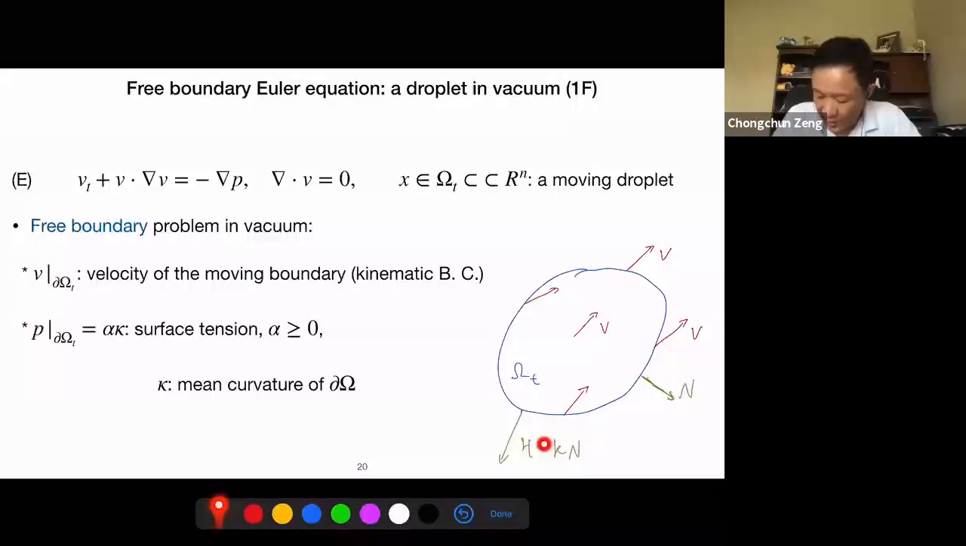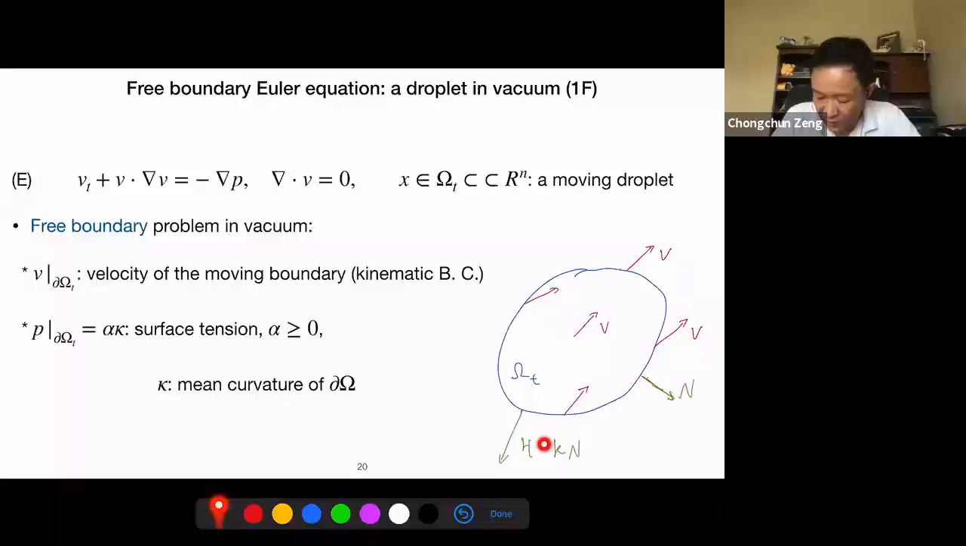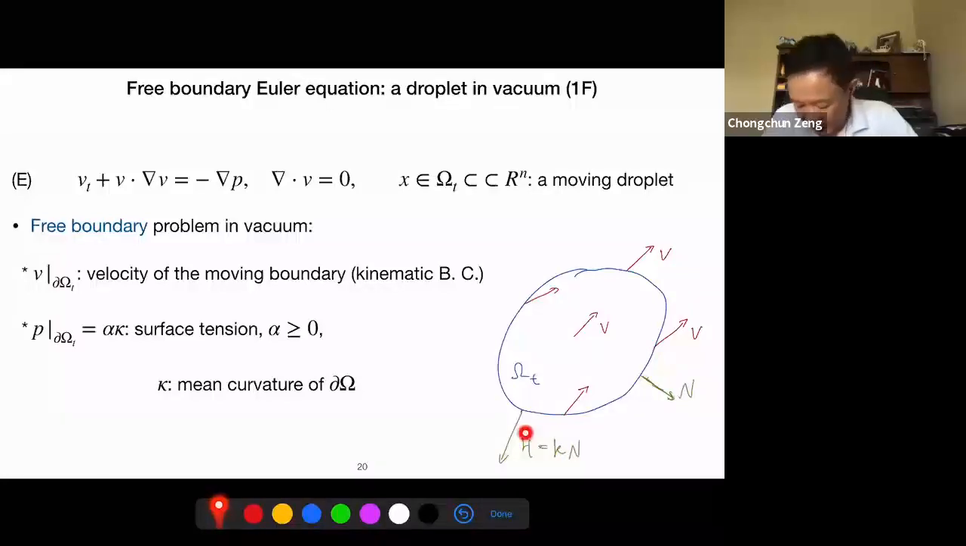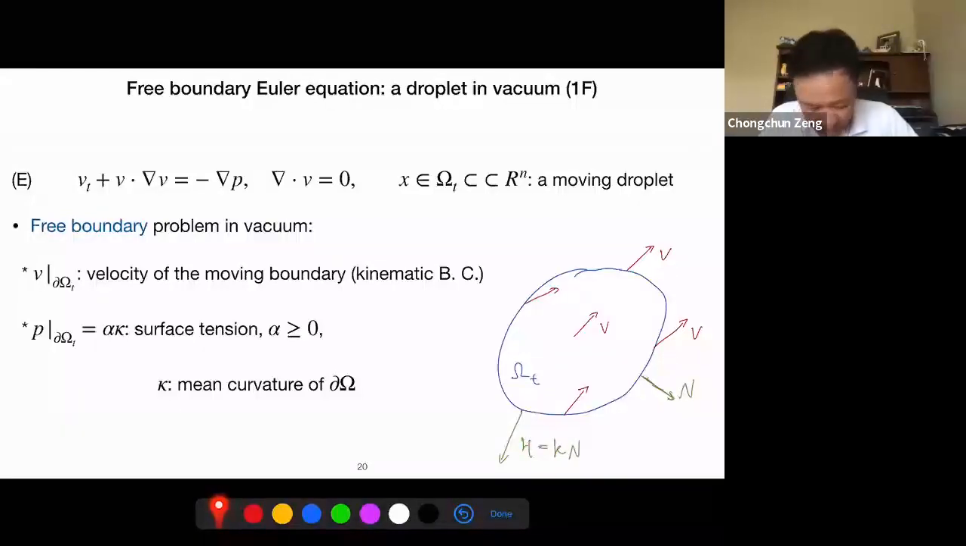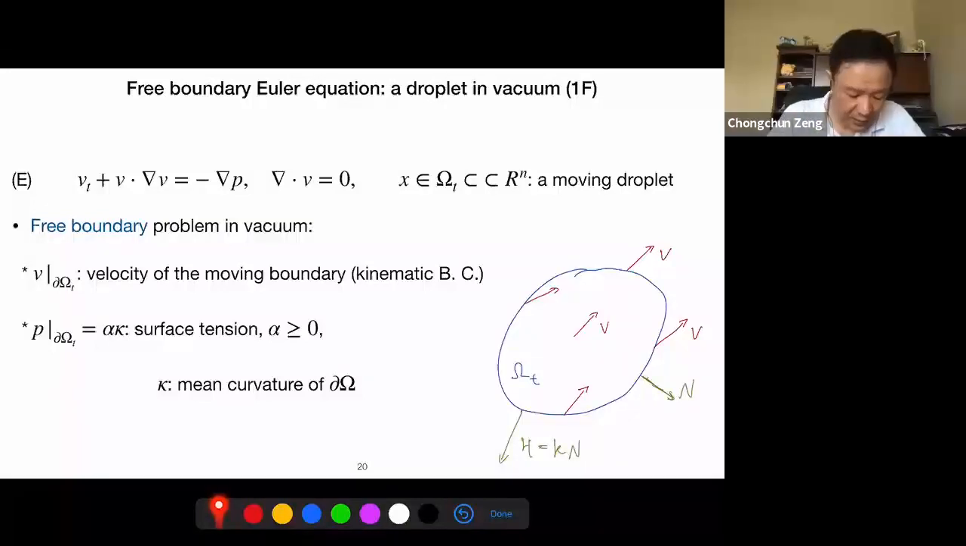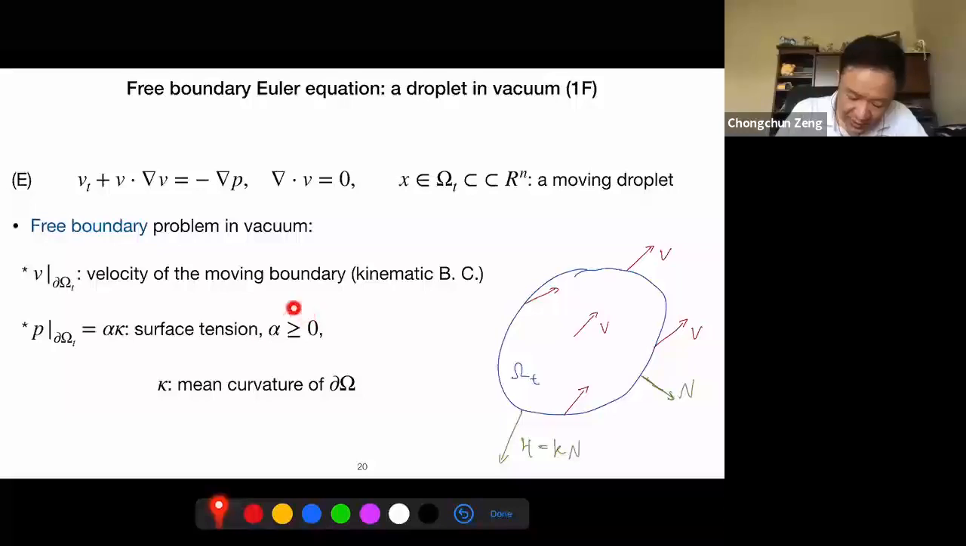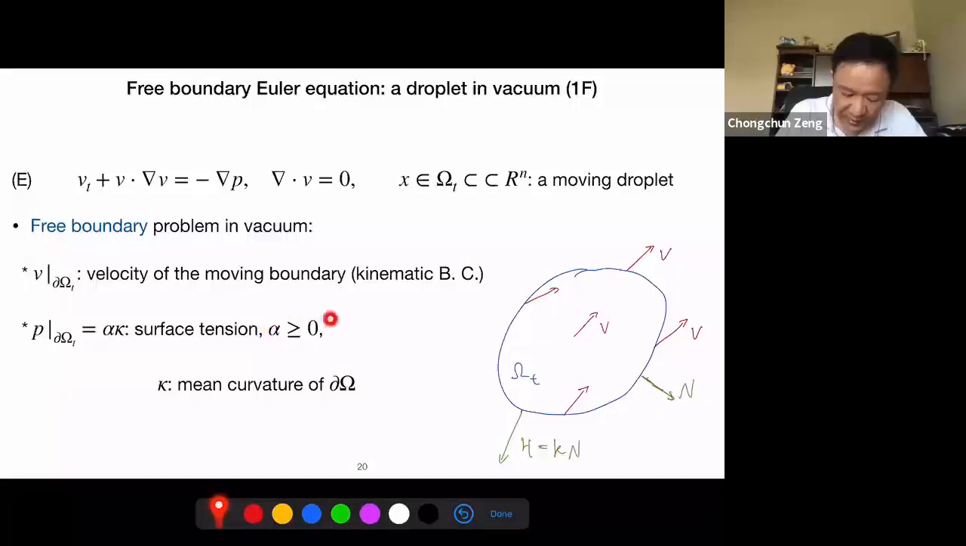Okay, and the normal vector: we take the dot product of the normal vector with the mean curvature vector, and you get the scalar mean curvature. And the pressure is assumed to be proportional to the mean curvature on the boundary when we consider the surface tension. But this proportionality has to be positive. Otherwise, the problem is ill-posed. So this is the free boundary problem of one fluid.